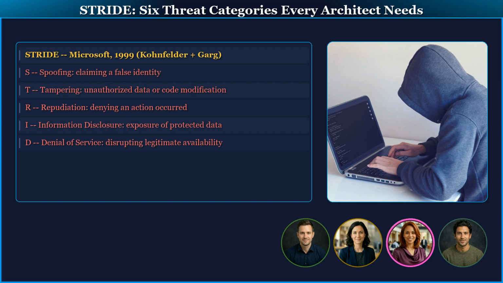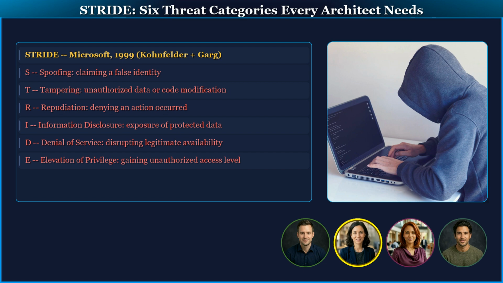Denial of service, the D, means disrupting availability: flooding a service, crashing a process, or exhausting a resource. That maps directly to the availability pillar of the CIA Triad. Elevation of privilege, the E, is when an attacker gains access levels beyond what was granted, like a standard user running code as administrator. Think of it like a guest with a room key who somehow ends up behind the front desk.